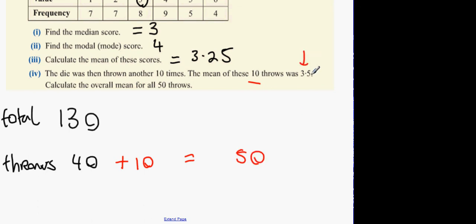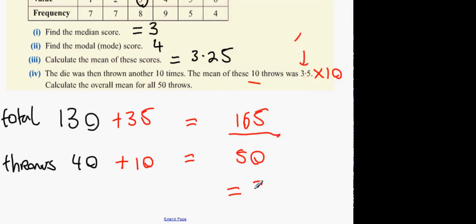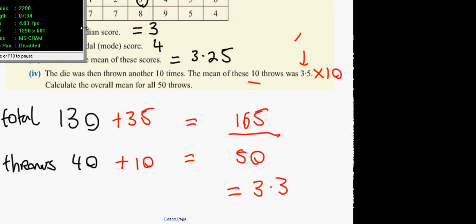Now lads, if the mean was 3.5, what did all 10 throws add up to? Multiply by 10, adds up to 35. Now it's 165 points over 50 throws. So our new mean is going to be 165 divided by 50, and we get 3.3.